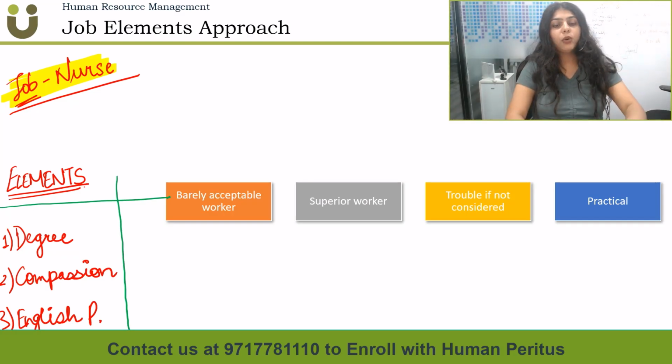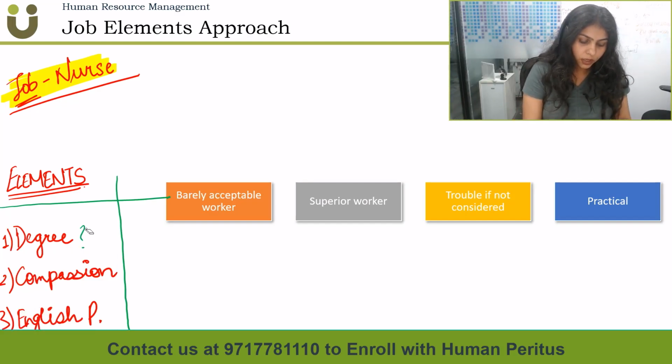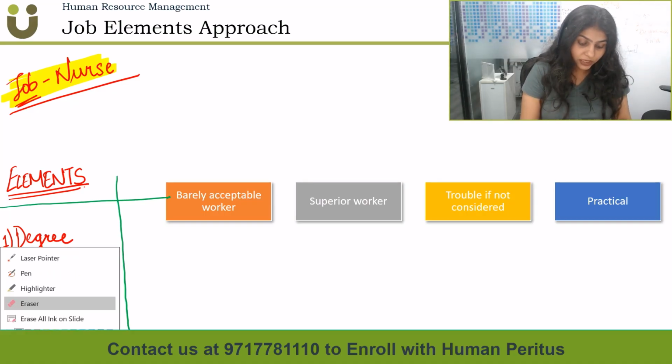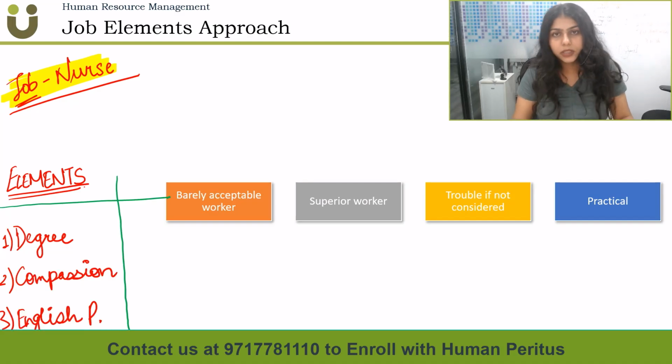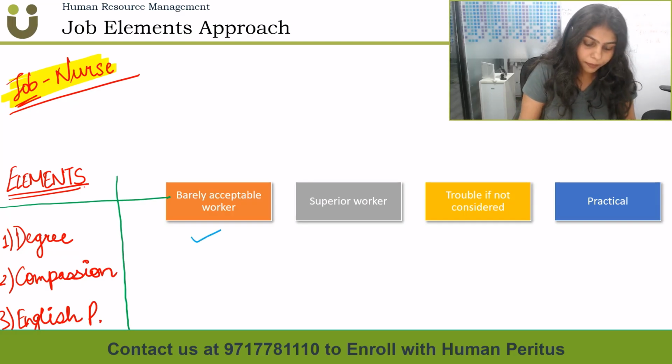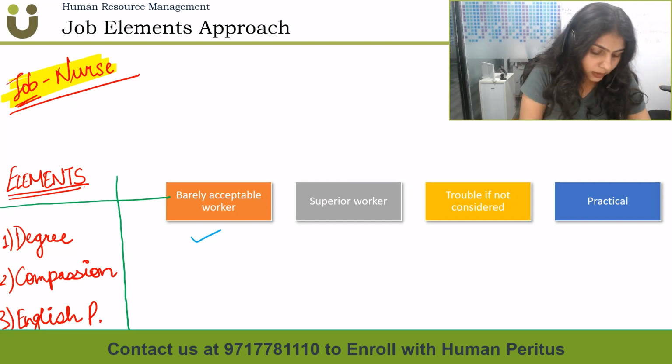Okay, now what is a barely acceptable worker? This means the person you will barely hire will also possess this skill. So would you ever hire a nurse who does not have a degree? Would you put the life of your patient in danger and hire someone who does not have a degree in nursing? I don't think you would. So yes, a barely acceptable worker would possess this skill or this element.